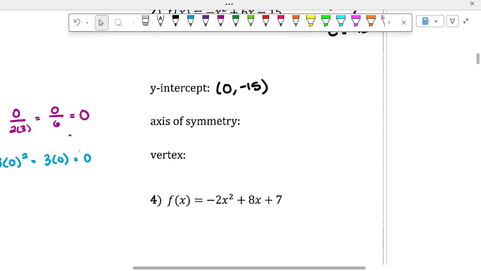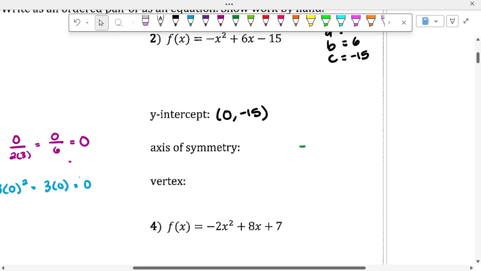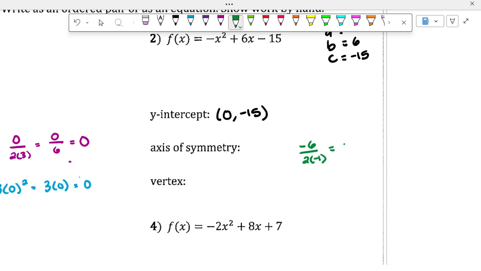Axis of symmetry. Tell me how I plug it into my formula, Riley M. Negative b over 2a. All right, so what numbers am I putting in? Negative 6 over 2 times negative 1. Good. So that'll be negative 6 over negative 2. And what is that, Riley? Let me simplify that. Good. So x equals 3 is the axis of symmetry. That is also the x value of my vertex.